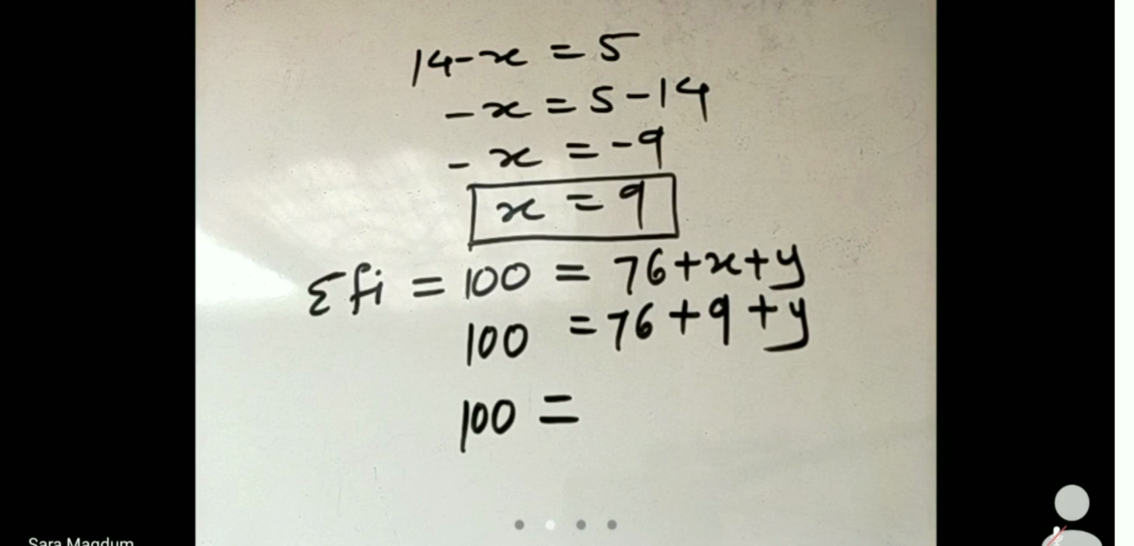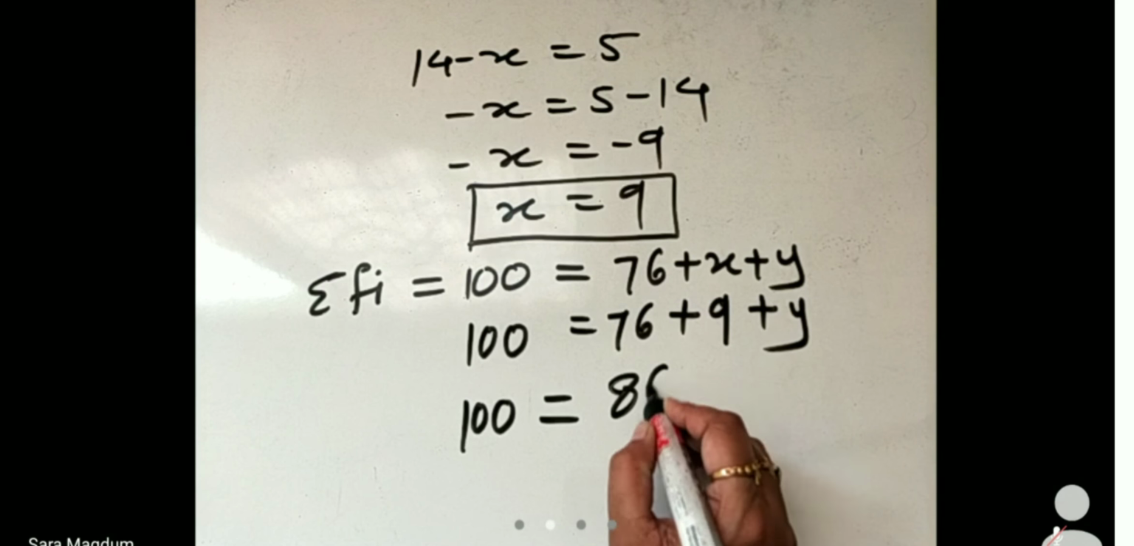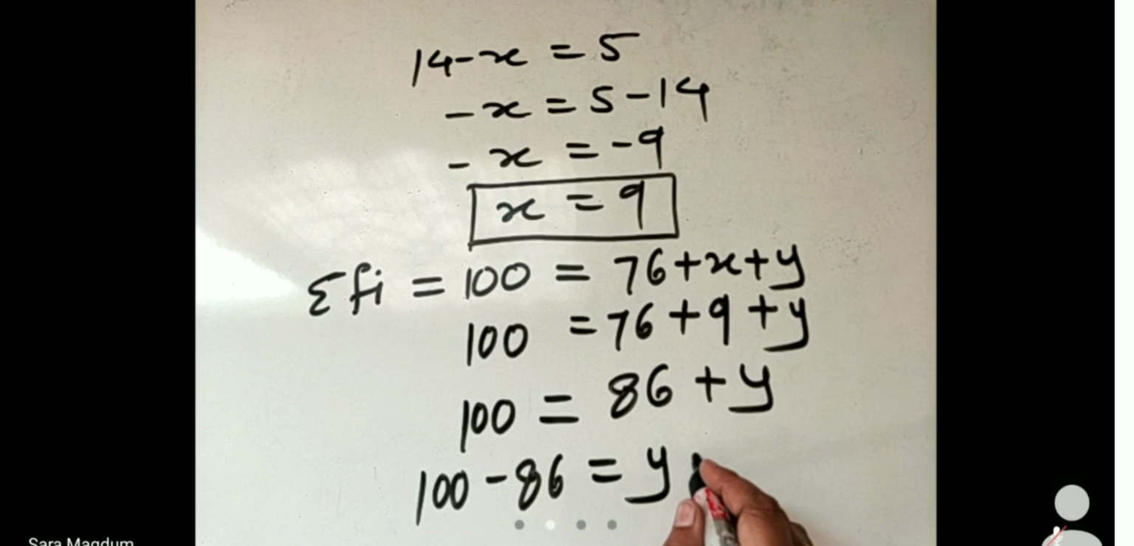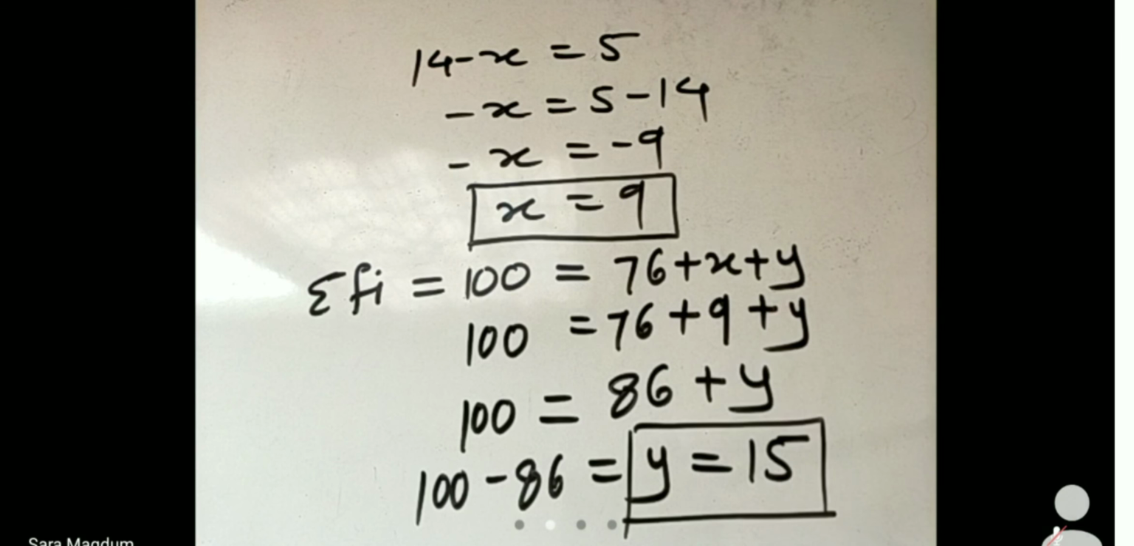76 plus 9, 85... no, 76 plus 9 is 85, wait, 86 plus y. And then 100 minus 86 is equal to y. 100 minus 86 means y is equal to 14. Yes. Therefore, x is equal to 9 and y is equal to 15. These two are the required values. x is equal to 9, y is equal to 15. These values are the required values.